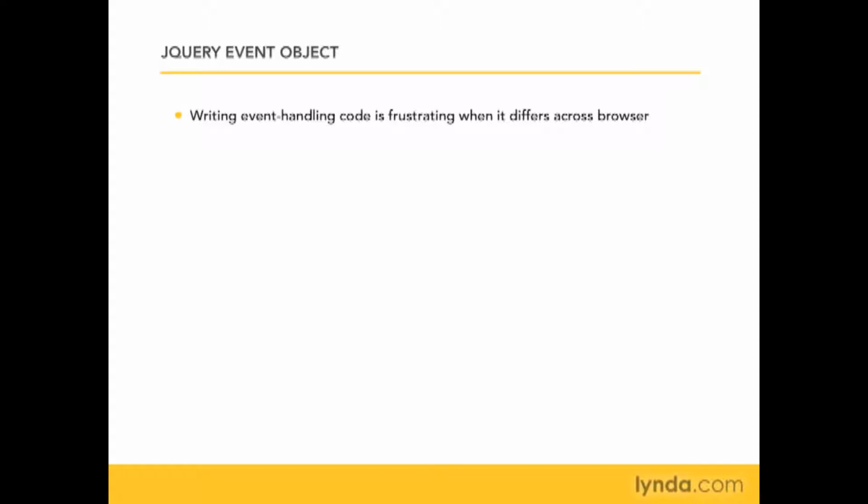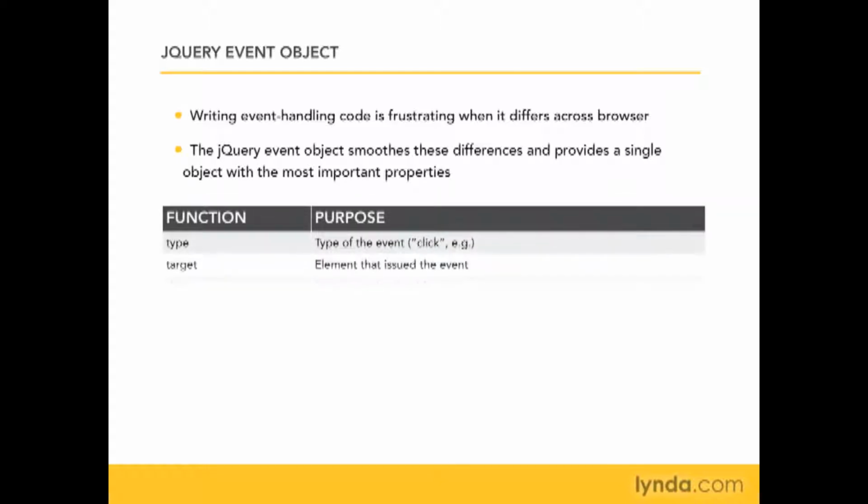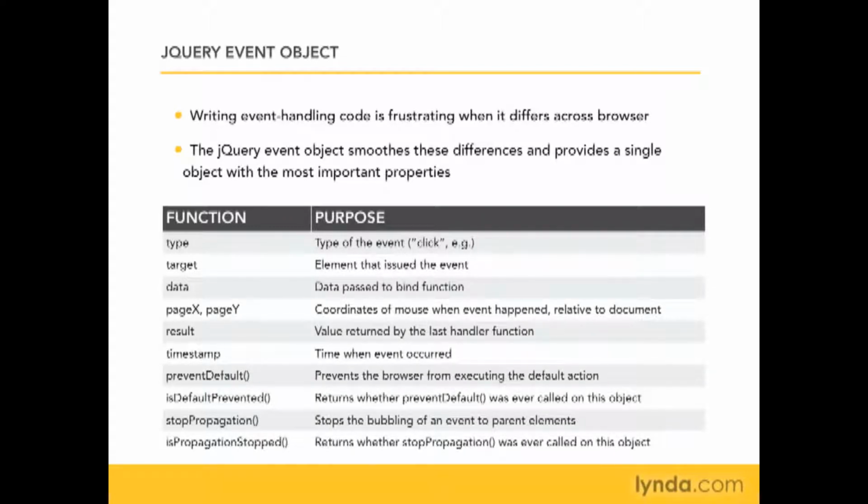The IE event object and the DOM event object have a couple of properties that intersect, but for the most part, they're pretty different. jQuery helps solve this problem by smoothing these differences out and providing a single event object with the most important properties that you will use commonly. And you can see that here in the table. Now, I haven't listed all of the properties and methods because some of them are kind of advanced and esoteric. What I've done is list the most common ones.